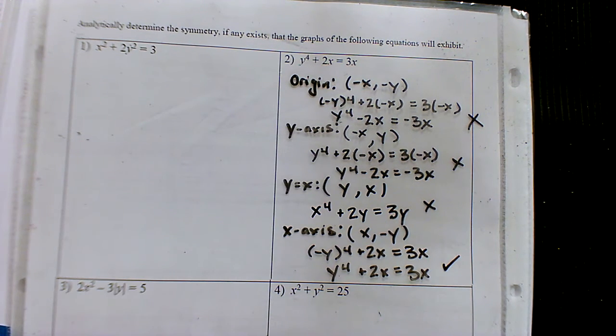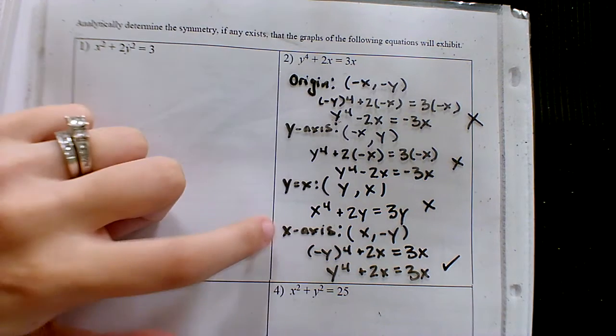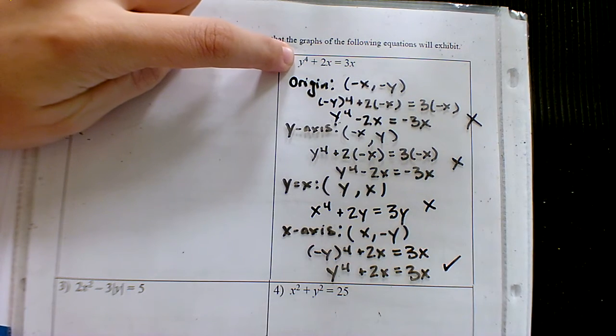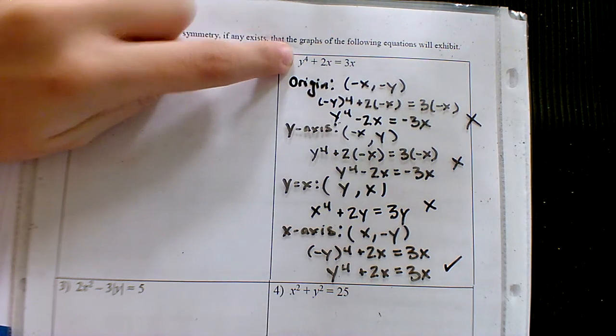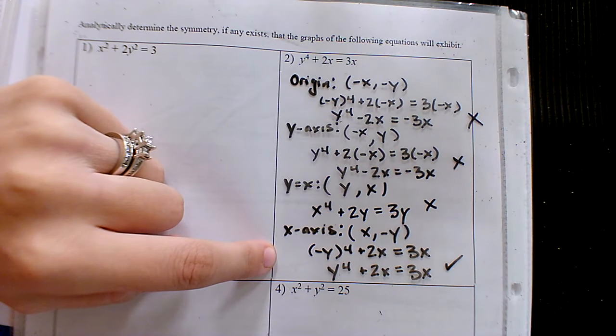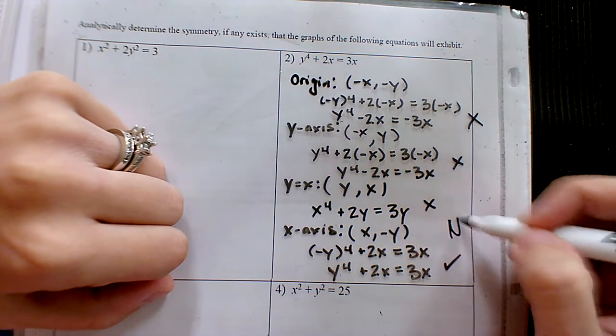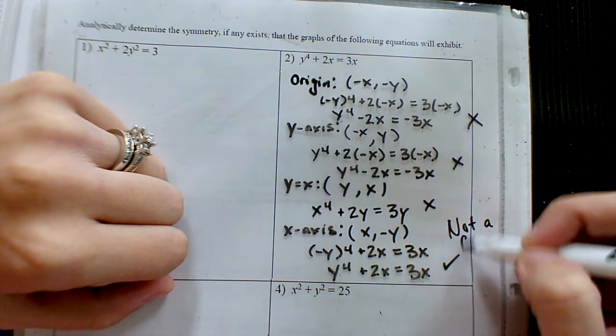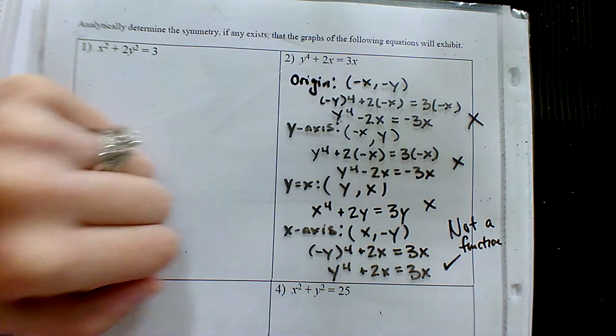You can take the top half and fold it down over the x-axis and it would match up with the other part of the graph. Okay, so it does have some type of symmetry. What else do we know about this graph or this equation if it has x-axis symmetry? Yeah? It's not a function. Good. It would not pass the vertical line test. Okay, not a function.